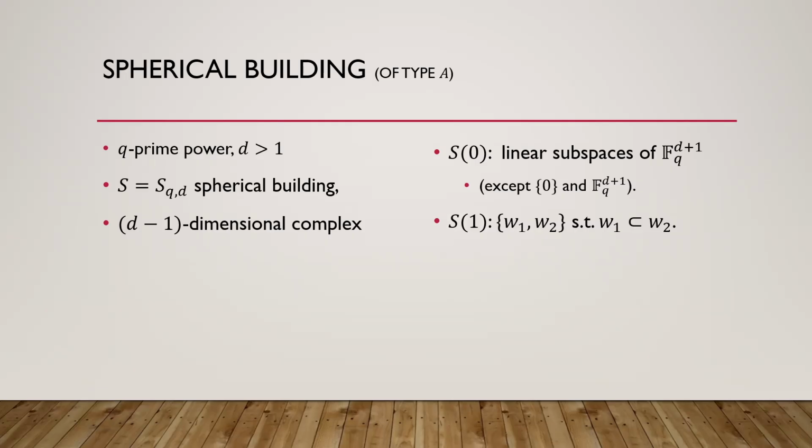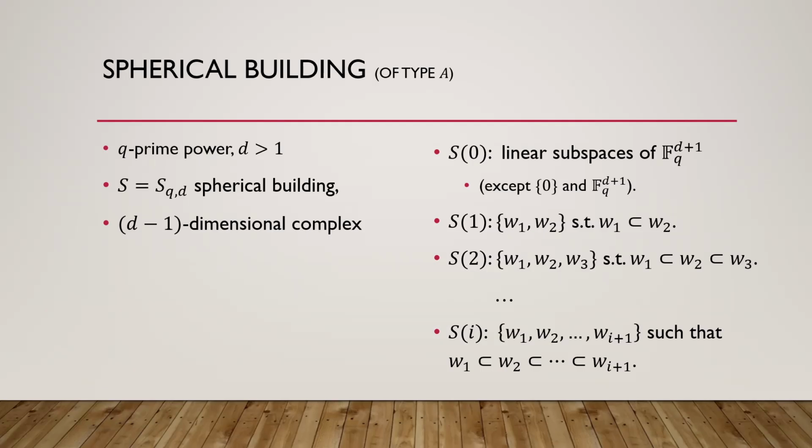And now edges, or in particular faces, are going to be according to these chains of containment. So an edge is going to be just a pair of subspaces where one is contained in the other, up to some reordering. And similarly, for higher dimensional faces, triangles are going to be these triples that we can order such that one is contained in the next, and is contained in the next. And similarly for higher dimensional faces. So these are spherical buildings of type A, but let's do some examples so that we get more of a feel of these complexes.